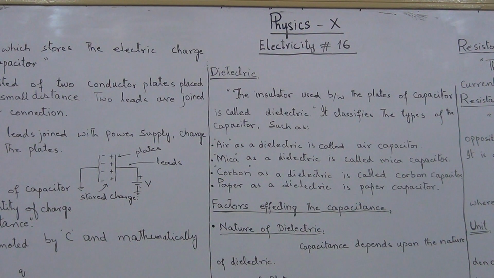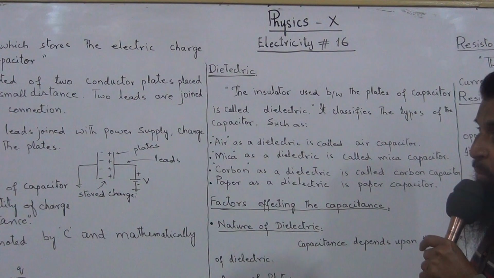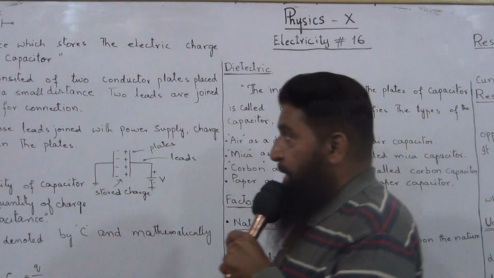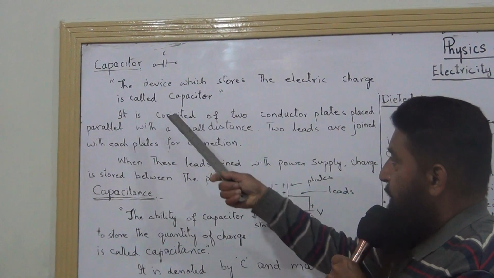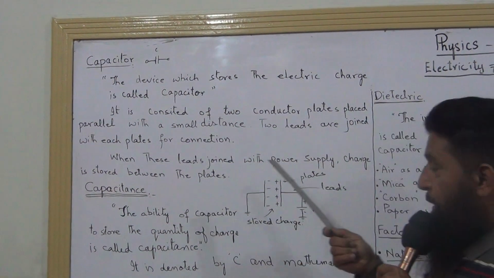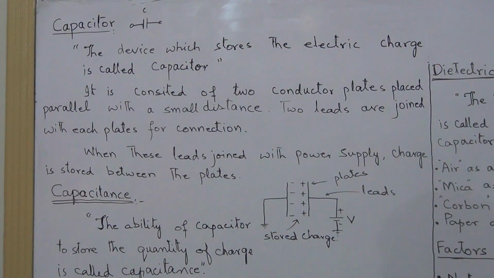Okay, dear student, we are studying chapter number 16, electricity. Now, in this class, your topic is capacitor. What is a capacitor? The device which stores electric charge is called a capacitor. Capacitor means the storage of charge, storage of electricity.